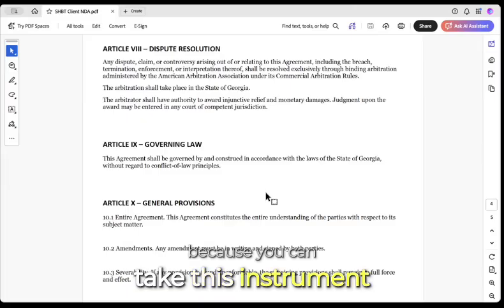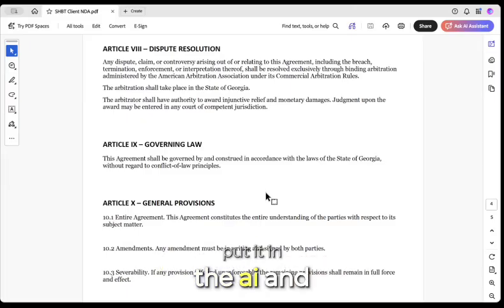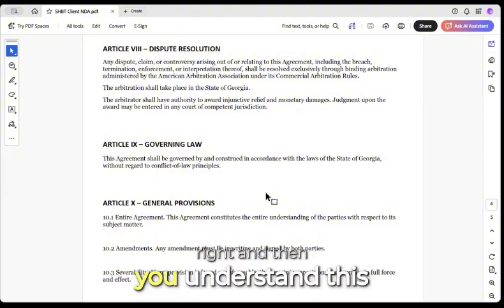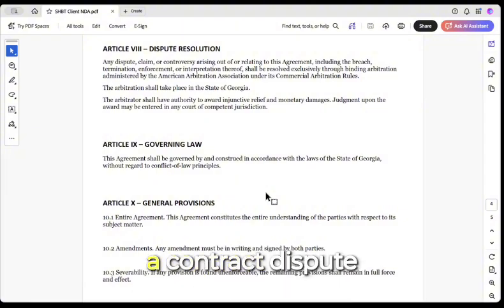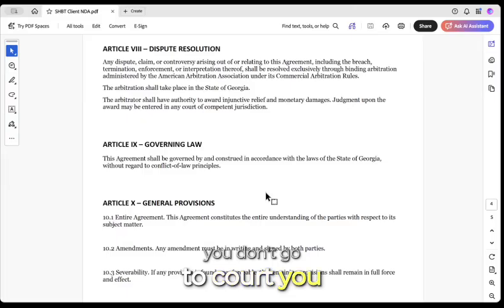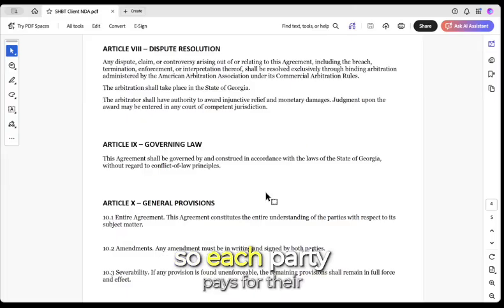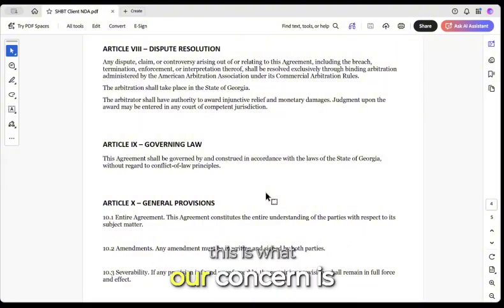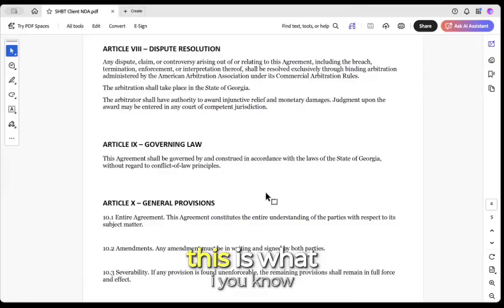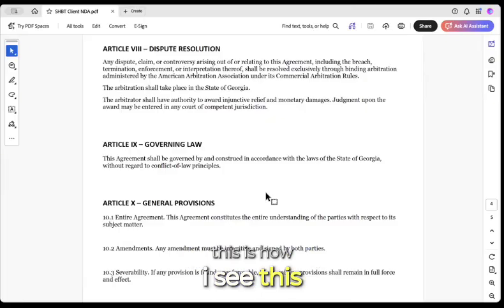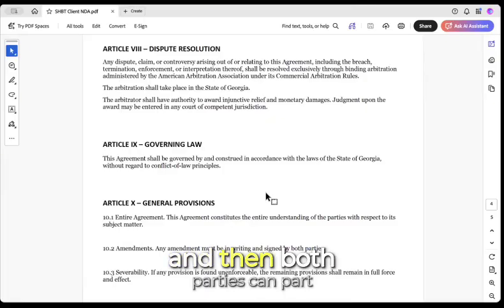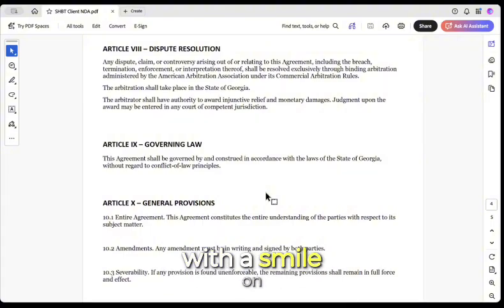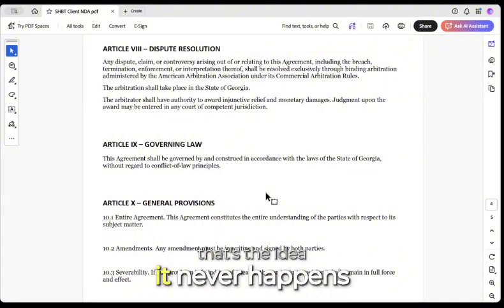So it's basically if there's an issue, and this is good for you guys because you can take this instrument that I've created, put it in the AI, and tell AI to create one for you, right? And then you understand that if there's a contract dispute, you don't go to court, you go to arbitration. Each party pays for their part of the arbitration. You go in front of an arbitrator and say, this is our concern. And then the arbitrator says, this is how I see it, this is how I don't see it. And then both parties can part with a smile on their face, right? That's the idea. That never happens that way.